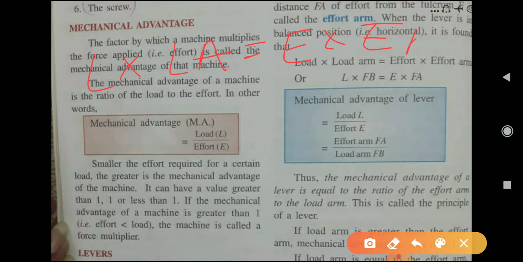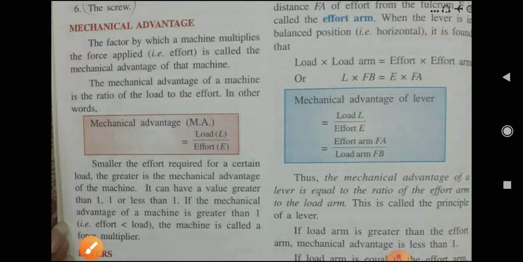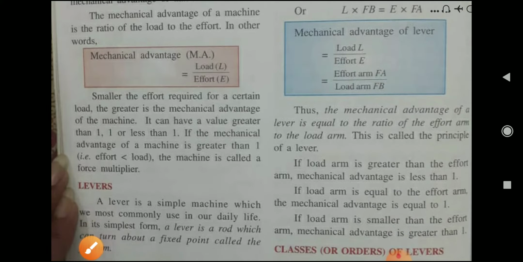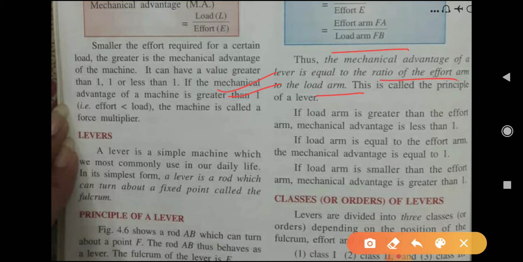So from here we can find that when we find the value of load upon effort, means when this effort will move to this side, load upon effort is equal to effort arm upon load arm. Okay, so from here we get this formula for mechanical advantage. Thus the mechanical advantage of a lever is equal to the ratio of the effort arm to the load arm, and this is called the principle of the lever.